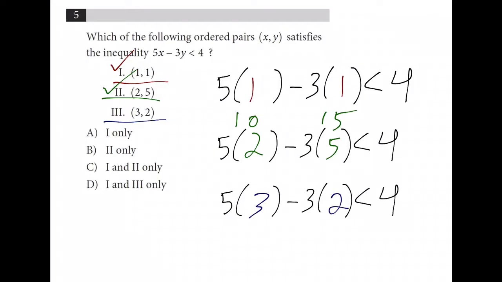5 times 3 is 15. 3 times 2 is 6, so we have 15 minus 6, which is 9. 9 is not less than 4, so 3 is no good. This brings us to choice C, 1 and 2 only.